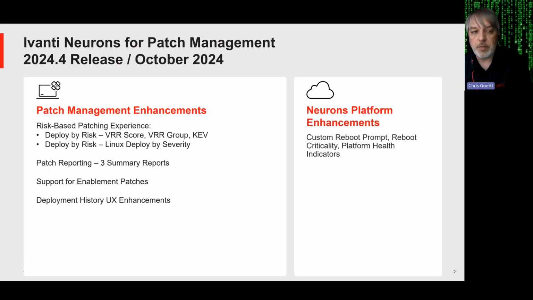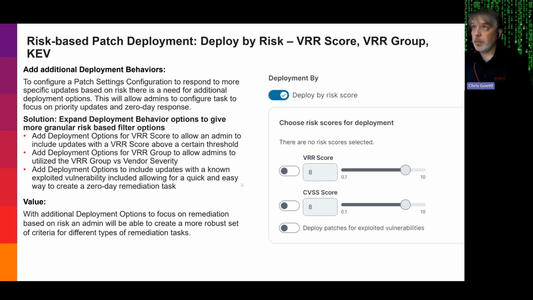A lot of things that we've been interacting with our customers using the Neurons patch experience and prioritizing how to better improve that experience. So giving you a glimpse of some of those features, we've got the deploy by risk, the additional capabilities like VRR score, VRR group, and known exploited. You can see here in the graphic, this is going to be in your deploy options for your policy, but you'll be able to go in, enable the deploy by risk score, be able to turn on any combination of these 3 items.